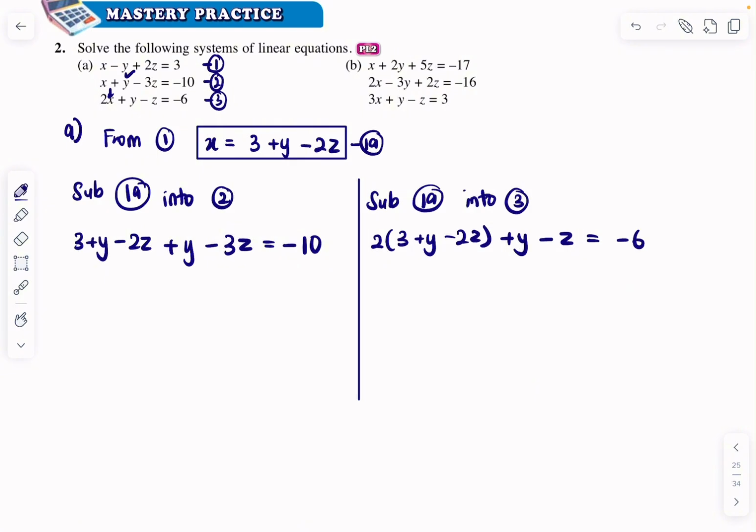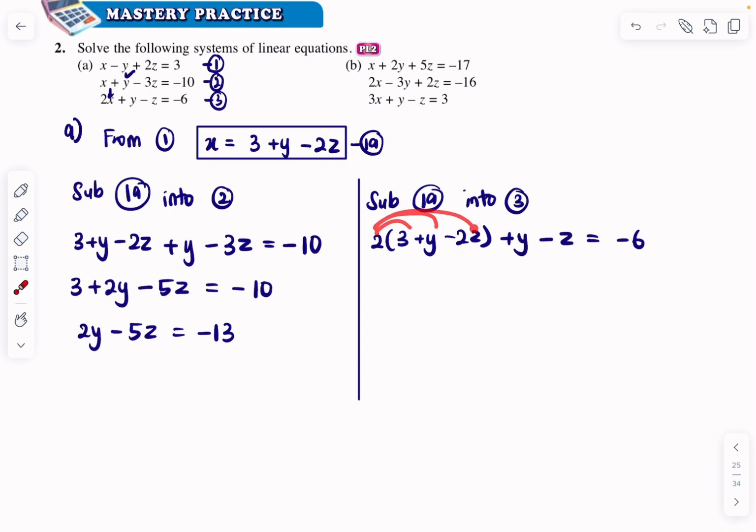Okay, from here we try to expand and simplify. So y plus y is 2y. So you can say 3 plus 2y, negative 2z minus 3z is negative 5z equals negative 10. And then this 3 we can bring over here. So you can say 2y minus 5z is negative 13.